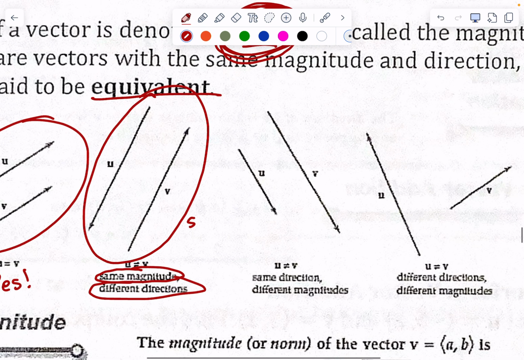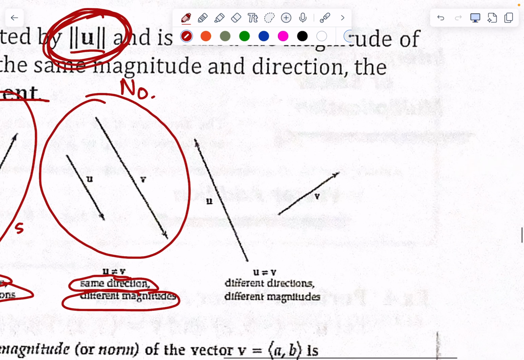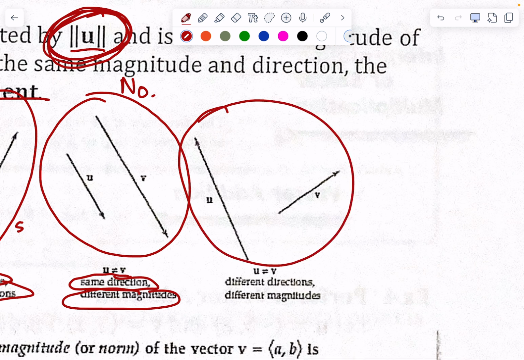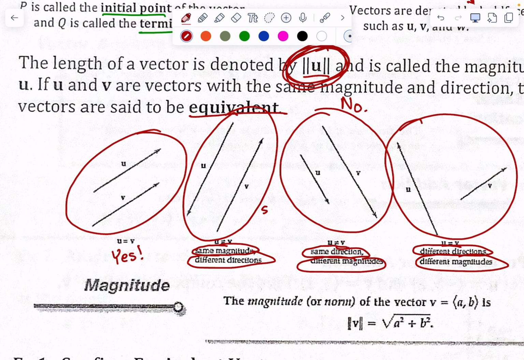What about this guy? No, they are the same direction, right? They have the same slope, but they are different magnitudes. And then these two guys are neither. They have different directions and different magnitudes, so those are not the same. So the only ones that are the same are the first ones. Got it? Magnitude, direction, same thing.